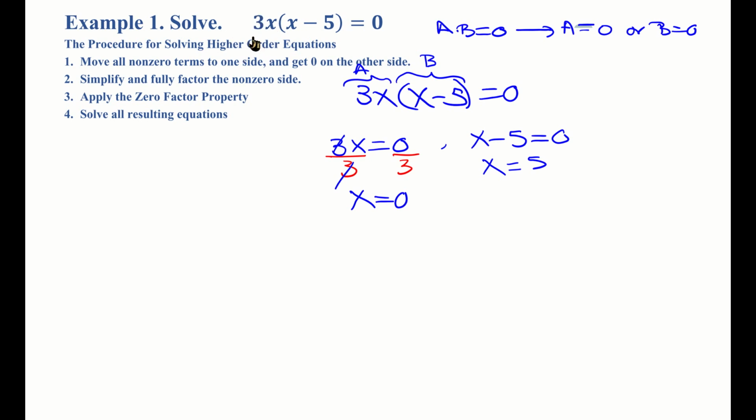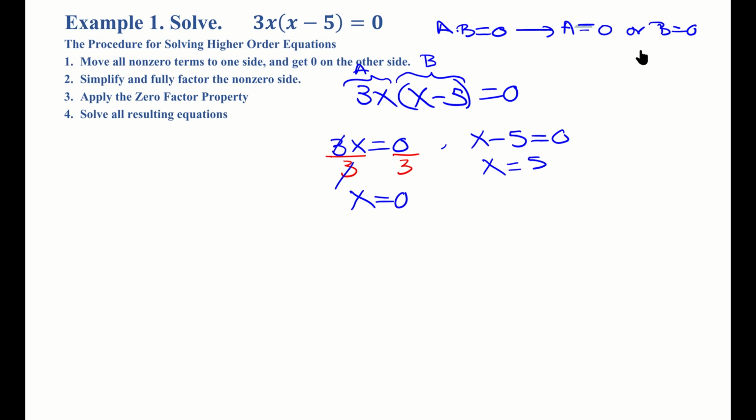3 times 0 is 0, and then we don't really care what it makes this factor, because 0 times any number is 0. So this would make it true. Now if you plug in x equals 5, it makes this binomial factor 0, because you have 5 minus 5, which is 0, and we don't care what it does here. Well, it's going to give you 15, but we don't care about that because 0 times whatever is 0, so that makes it true as well.